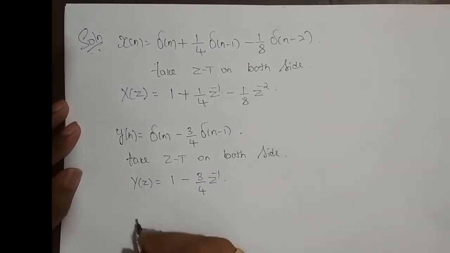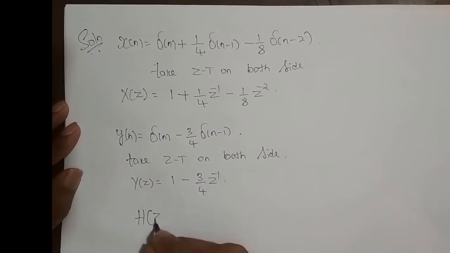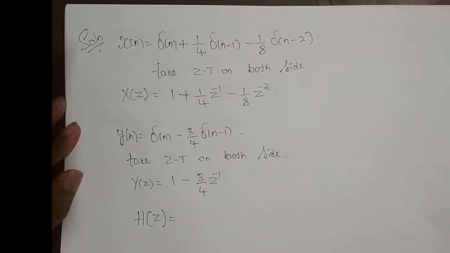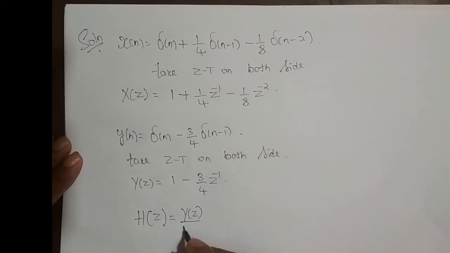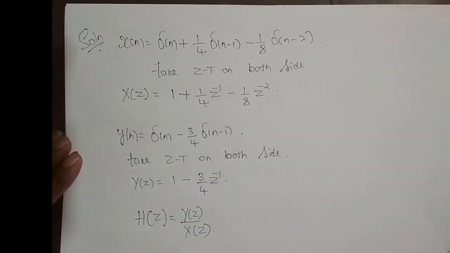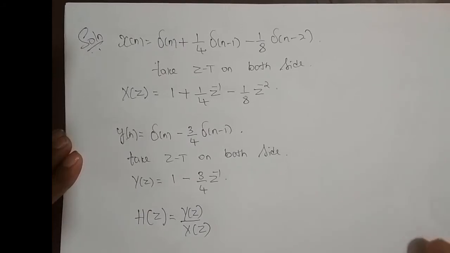Now what we need is H of z, and what is H of z in terms of X of z and Y of z? It is nothing but the z transform of the output divided by the z transform of the input, correct?